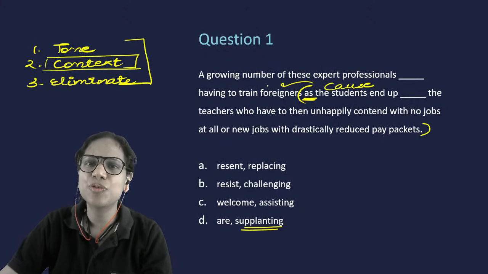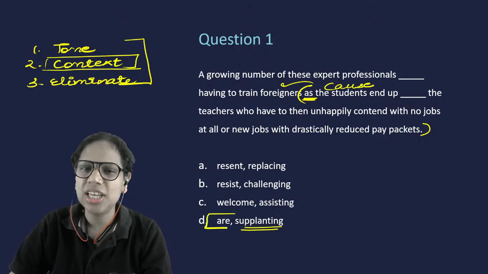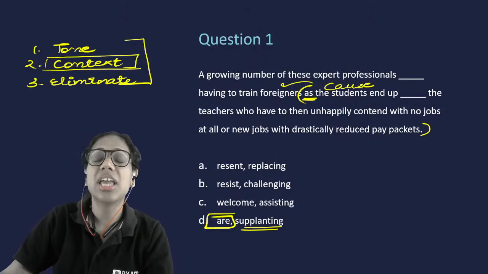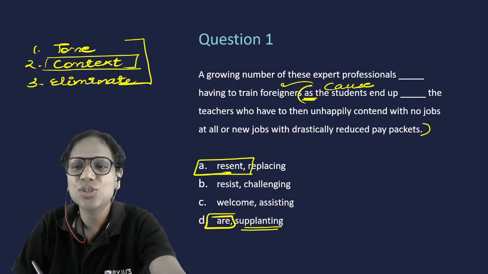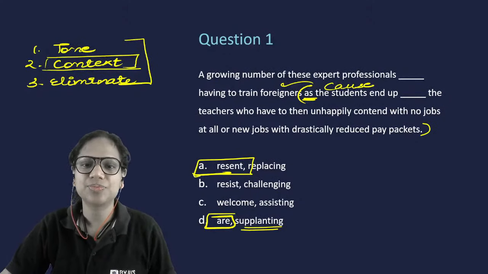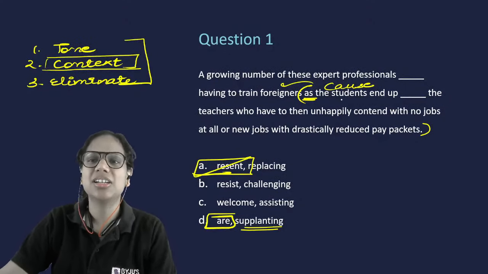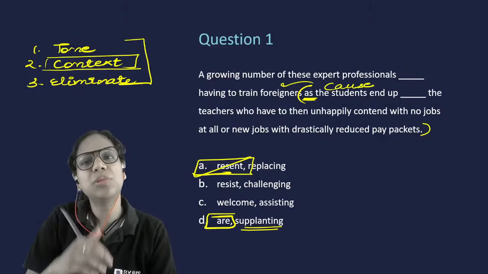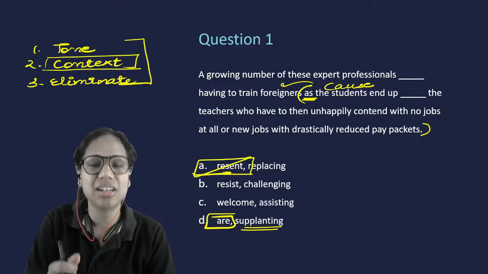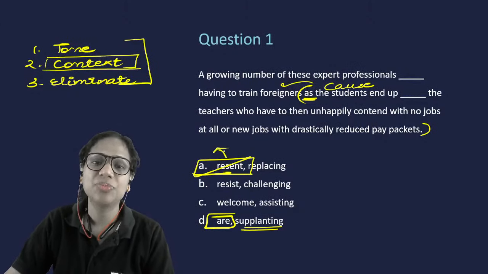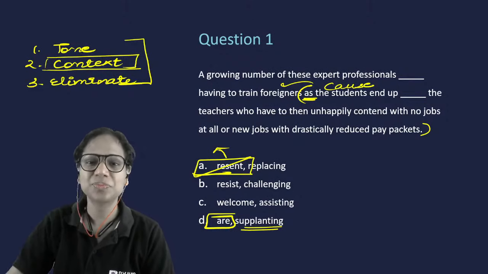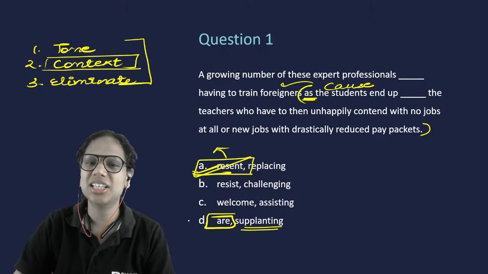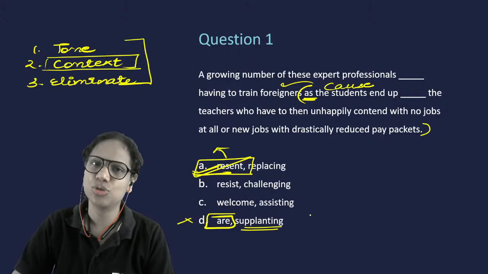Will these expert professionals train foreigners? Will they have to compulsorily train foreigners? And even if they have to, won't they resent training foreigners? So, A is the answer. Good, Vedant. The effect here is that because these students end up replacing the teachers themselves, the teachers resent, the teachers begrudge, the teachers do not like training these foreigners. So A is going to be the answer, not D. A and D were close options here.